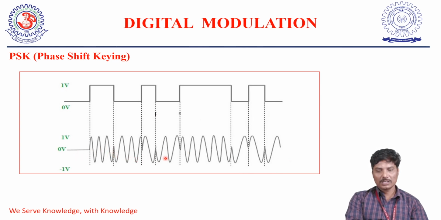Once it reaches the receiver, if the signal is in phase, that means phase shift is 0 degrees, then it constructs a binary 1. If the phase shift is 180 degrees, then it constructs a binary 0. If the phase shift is again 0, that means in phase, it constructs a binary 1. Like this, it recovers the baseband signal or the digital signal at the receiver.